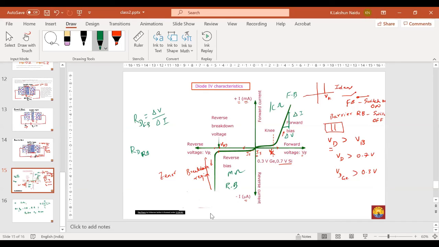Tomorrow we will see the breakdown region. What are the different mechanisms that exist? Basically, there are two mechanisms: one is avalanche breakdown, another is Zener breakdown. So tomorrow we discuss those two topics, and we will continue with transistors.